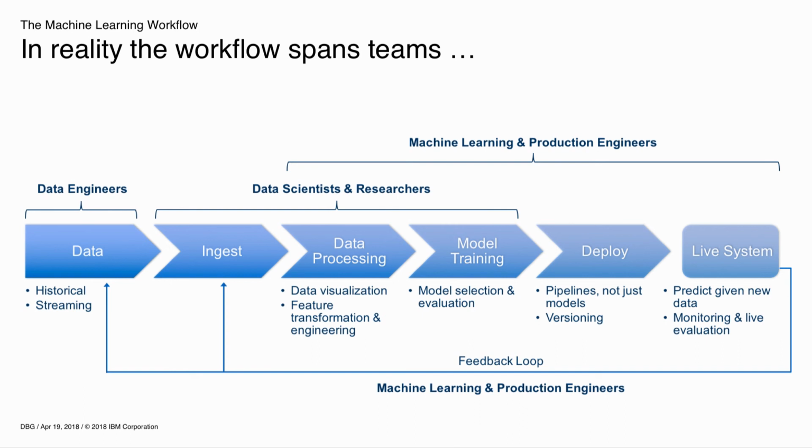So you need a data exploration phase, data visualization. Is there missing data? What does the distribution of this data look like? Trying to find outliers. How do I handle all of this kind of thing? And then feature transformation and engineering.